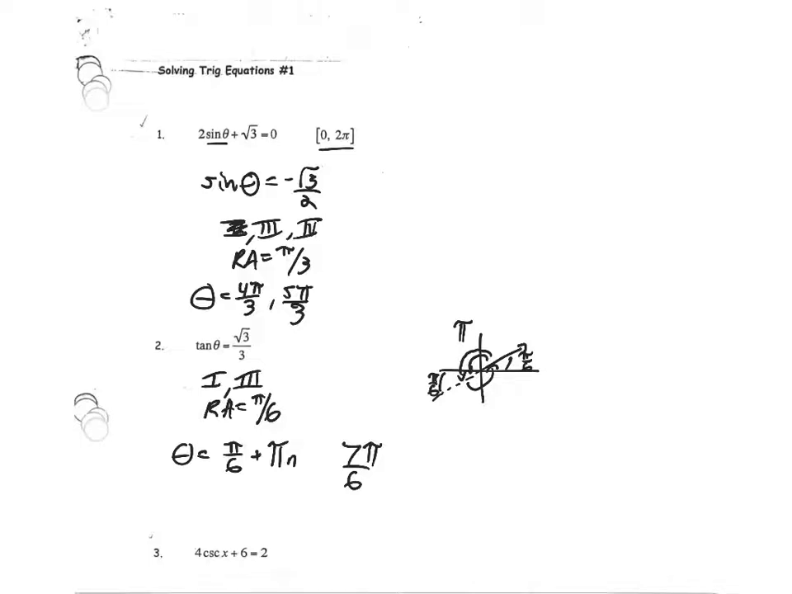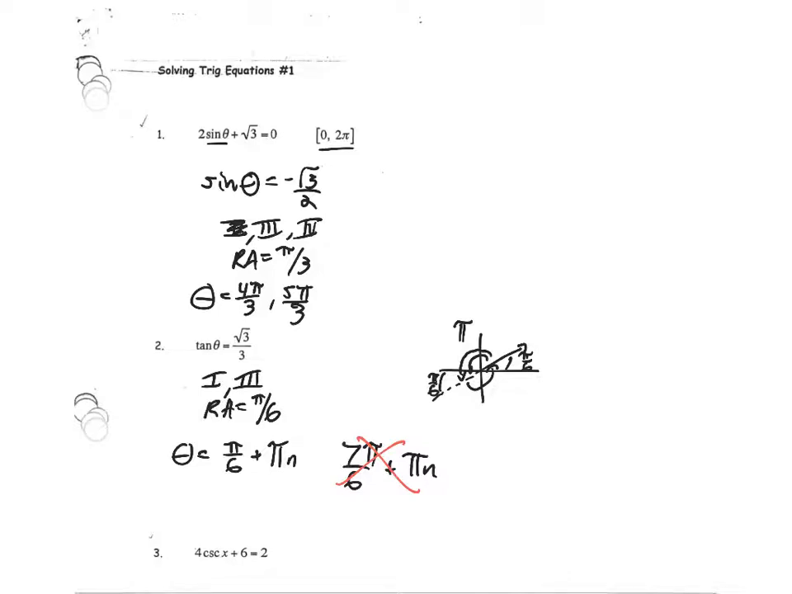For 7 pi over 6, we get the same thing. Add pi n to it, you're still going to get a value of root 3 over 3. Now, one of the interesting things with tangent is that I really don't need this 7 pi over 6 if I have this plus pi n. Because if you plug in 1 for n, you have pi over 6 plus pi times 1, that gives you 7 pi over 6. So we've kind of already accounted for it.